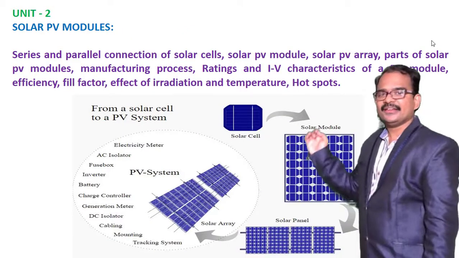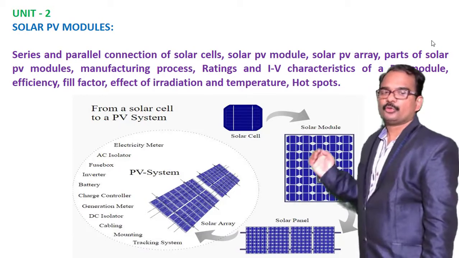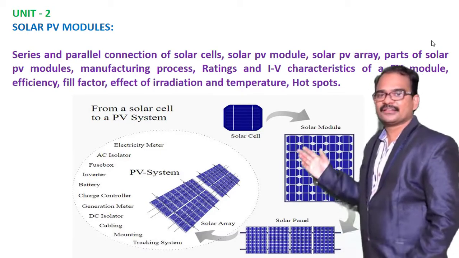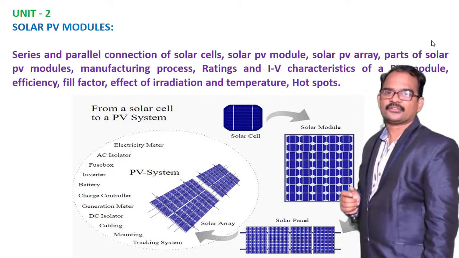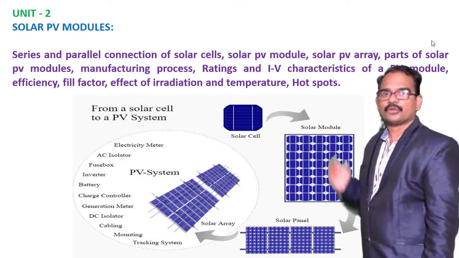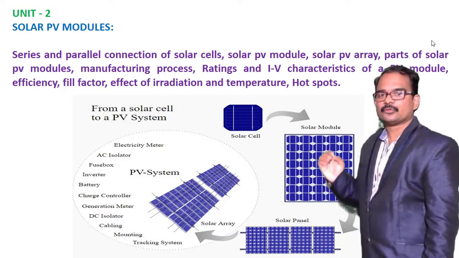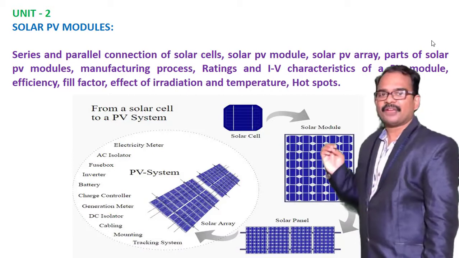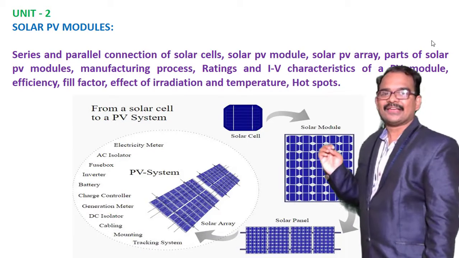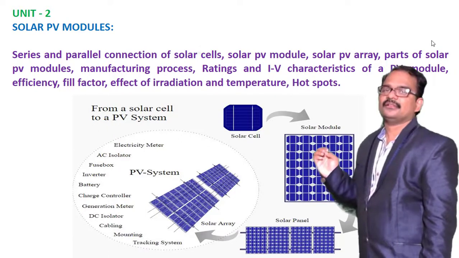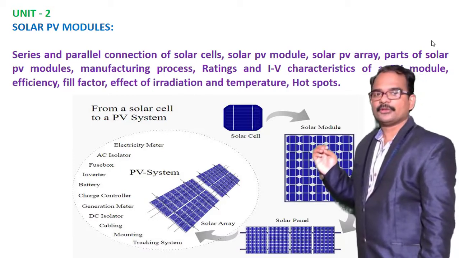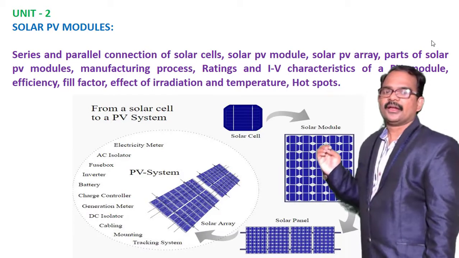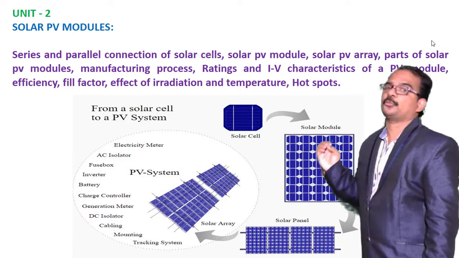And the second unit deals with solar PV modules. In this particular unit, we will study in depth about series and parallel connection of solar cells, solar PV modules, solar PV arrays, the parts of a solar PV module, the manufacturing process, the ratings and IV characteristics of a PV module, efficiency, fill factor, effect of irradiation and temperature on the performance of solar modules, and finally we will see hotspots.